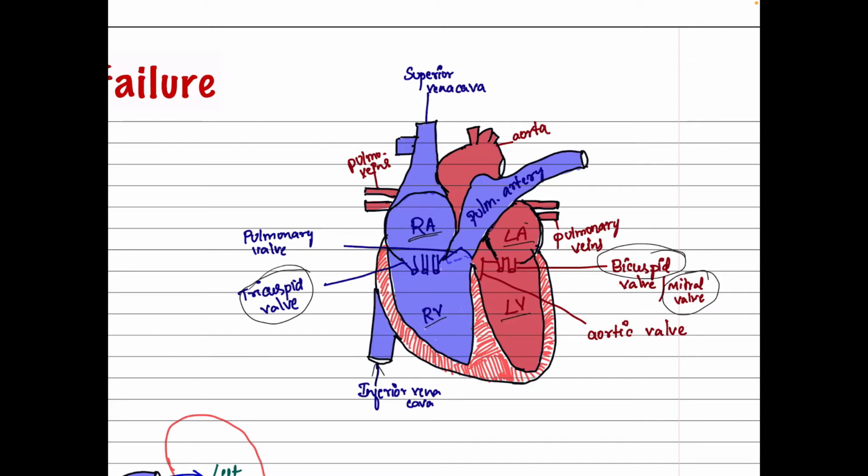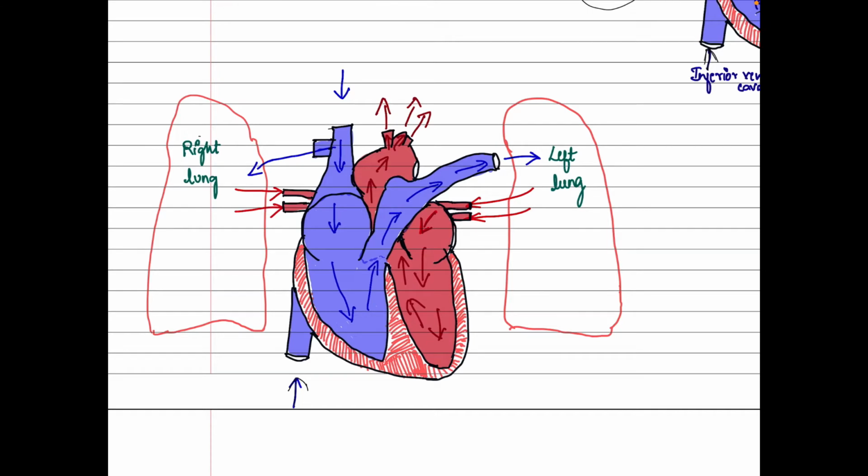The pulmonary valve separates the pulmonary artery and right ventricle, and the aortic valve is between the aorta and left ventricle. Deoxygenated blood from the body enters the right atrium through the superior vena cava and inferior vena cava. As we know, there are two circuits in the heart, the pulmonary circuit and the systemic circuit. The pulmonary circuit is between the right heart and the lungs, and the systemic circuit is between the left heart and the body.